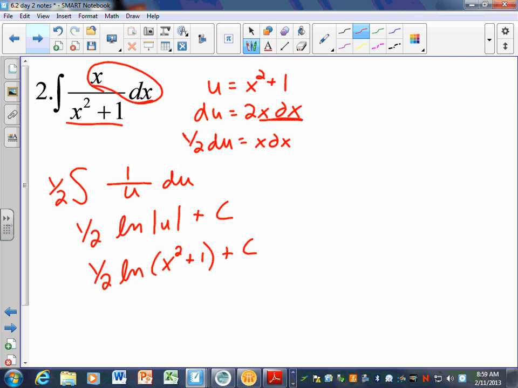The real key part to this, I feel like, is recognizing those u values, and that's where you just have to kind of practice them. What else could we do with this? What if we throw some bounds in there and make this a definite integral instead of an indefinite integral?